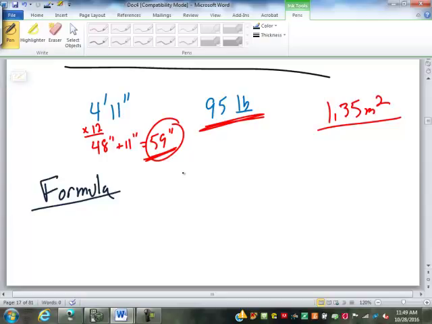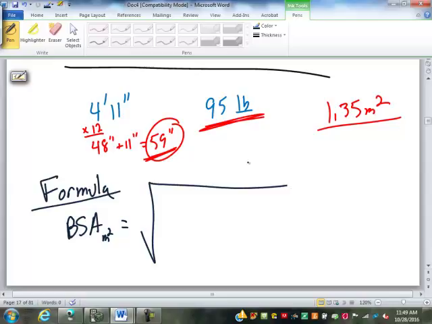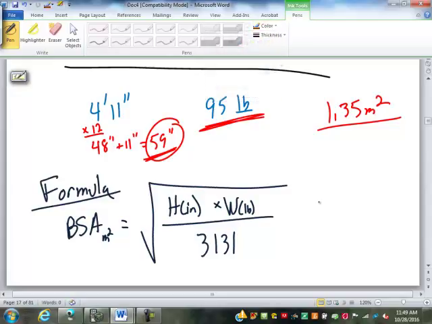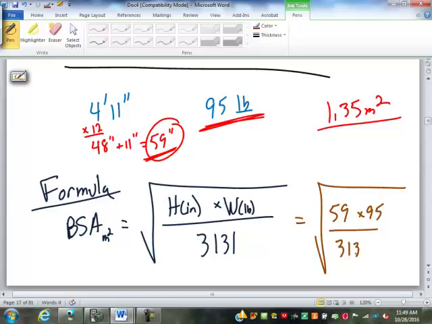If you are given standard units, the body surface area in meters squared is equal to the square root of the patient's height in inches times the patient's weight in pounds divided by 3,131. So for this patient, that would have been 59 times 95 divided by 3131.